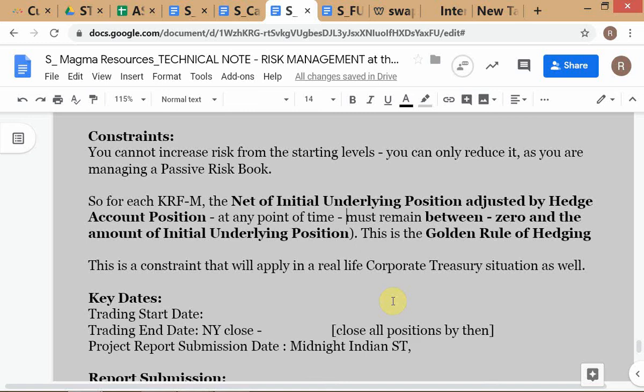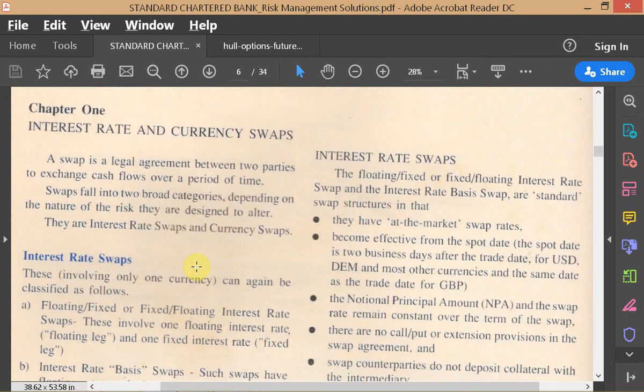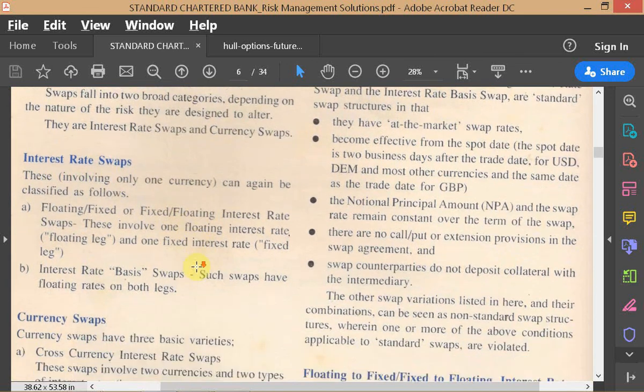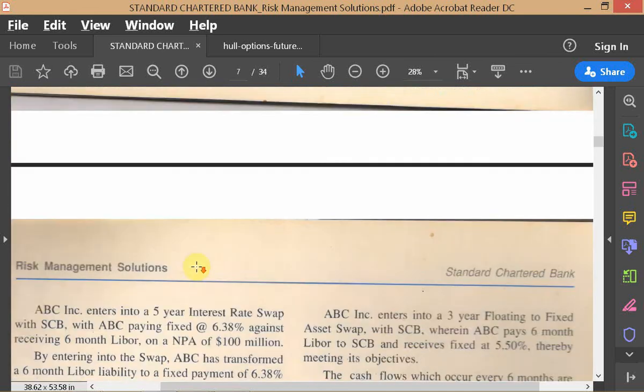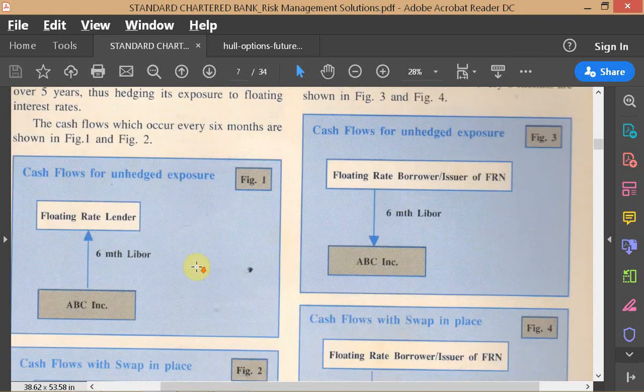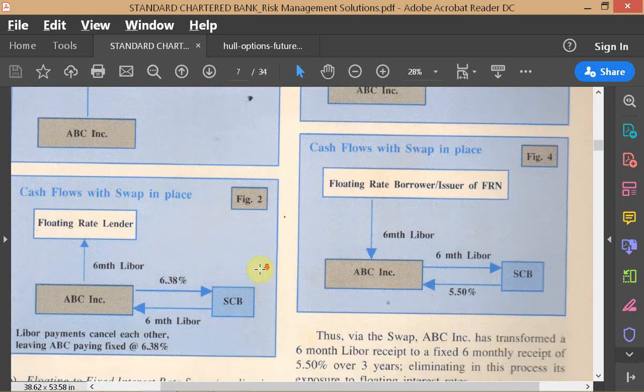Make sure that you follow from here. If you read interest rate and currency swaps from here, this is what we are going to cover: the various types of interest rate and currency swaps. You can see the structures over here. They're nice diagrams, very simply written, so you can understand from here. We're going to cover all this in the next class.